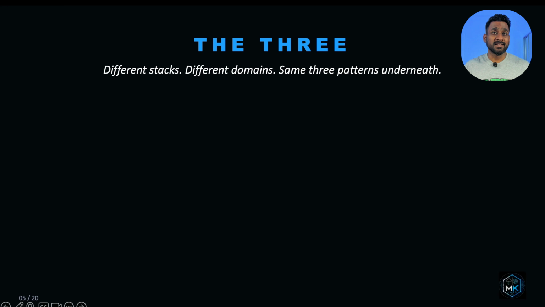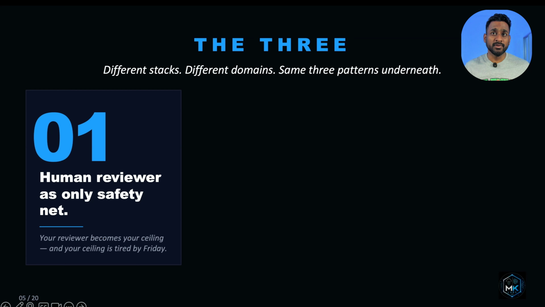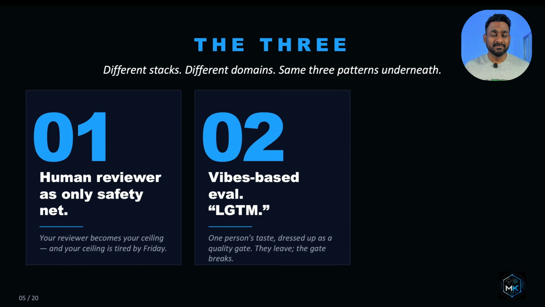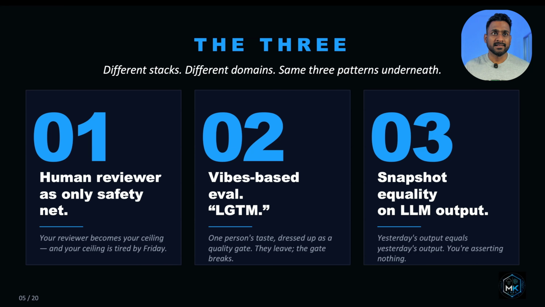Anti-pattern 1. Human reviewer as the only safety net. When the reviewer is the first filter, the reviewer becomes the ceiling, and that ceiling is tired by Friday. Anti-pattern 2. Vibes-based eval. LGTM, looks good to me. One person's taste, dressed up as a quality gate. They leave and the gate breaks.